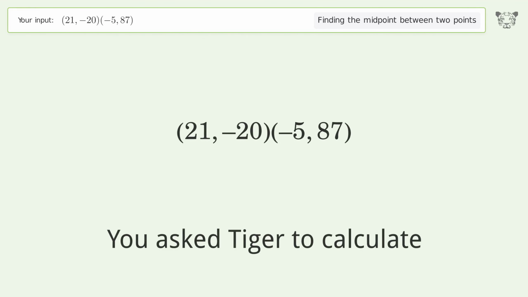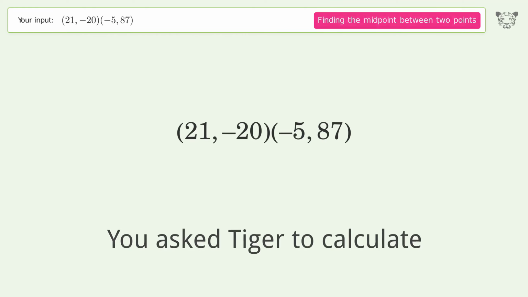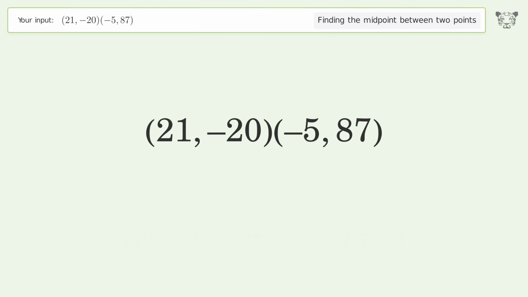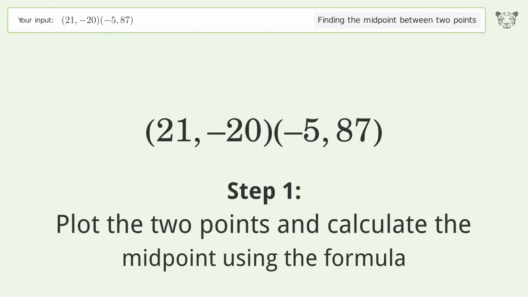You ask Tiger to calculate. This deals with finding the midpoint between 2 points. The midpoint between the 2 points is 833.5. Let's solve it step by step. Plot the 2 points and calculate the midpoint using the formula.